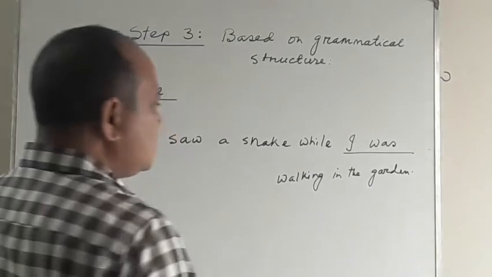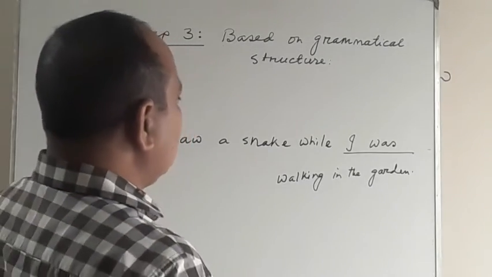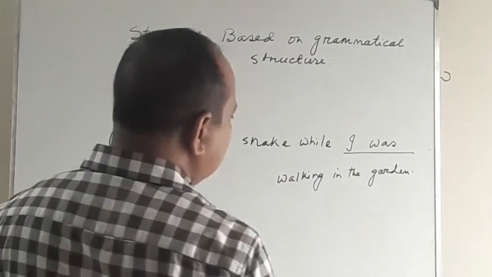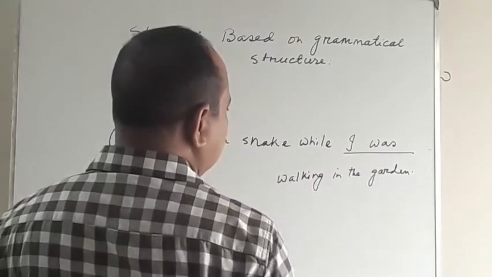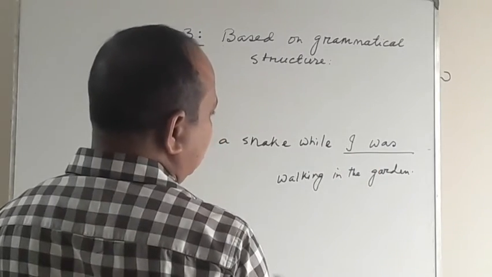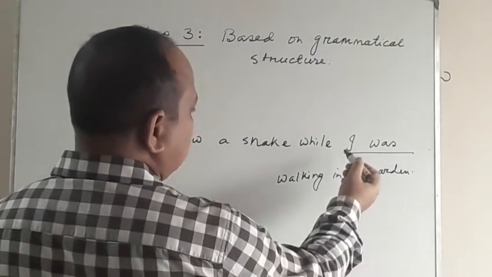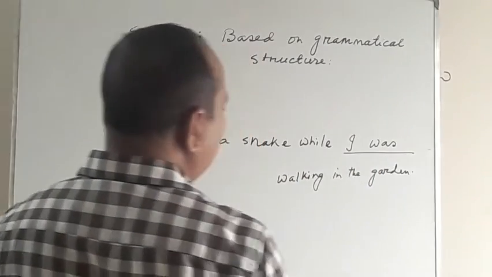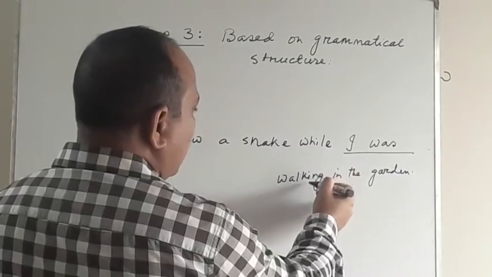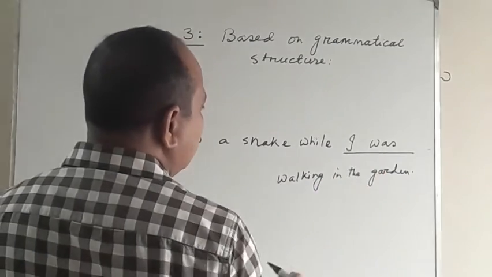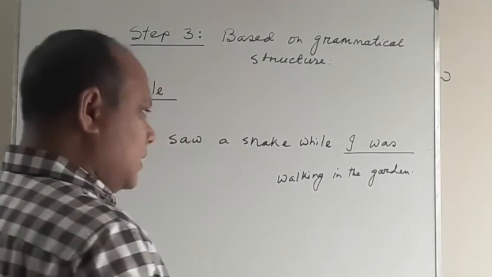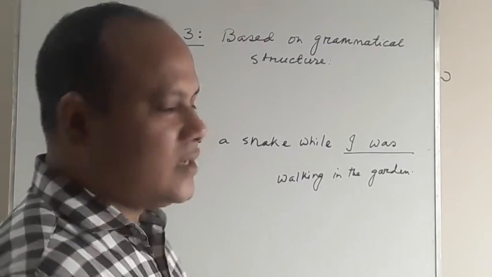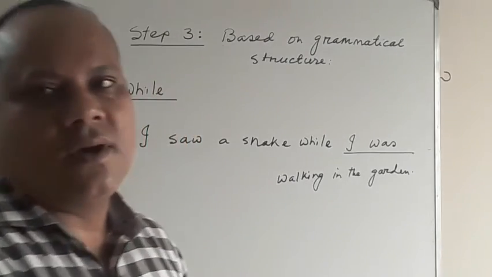So my dear students, it is your own will. You can write while plus verb plus ing, or you can write while plus subject plus verb plus ing, that is in past continuous tense. Or, as I have already mentioned, while plus verb plus ing, that is, while walking in the garden, or you can add, while I was working in the garden. Both the sentences are correct. So, in regard of completing sentences, my dear students.